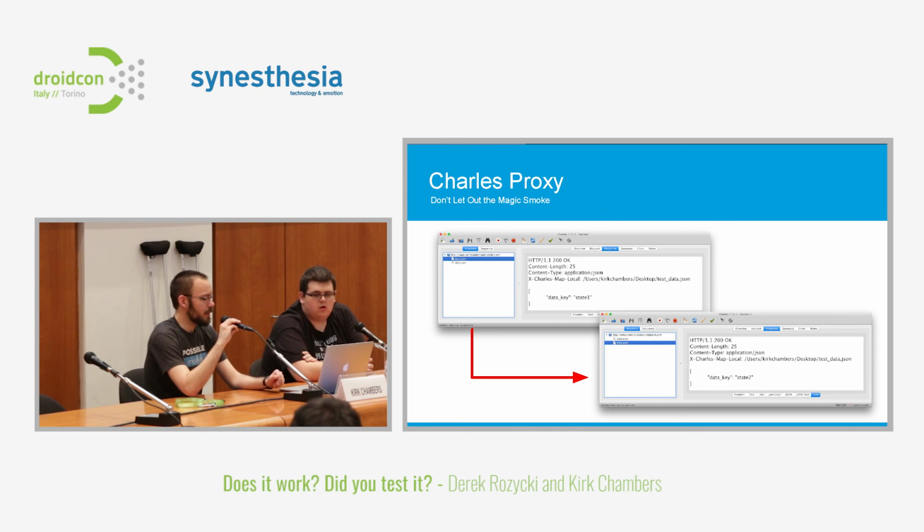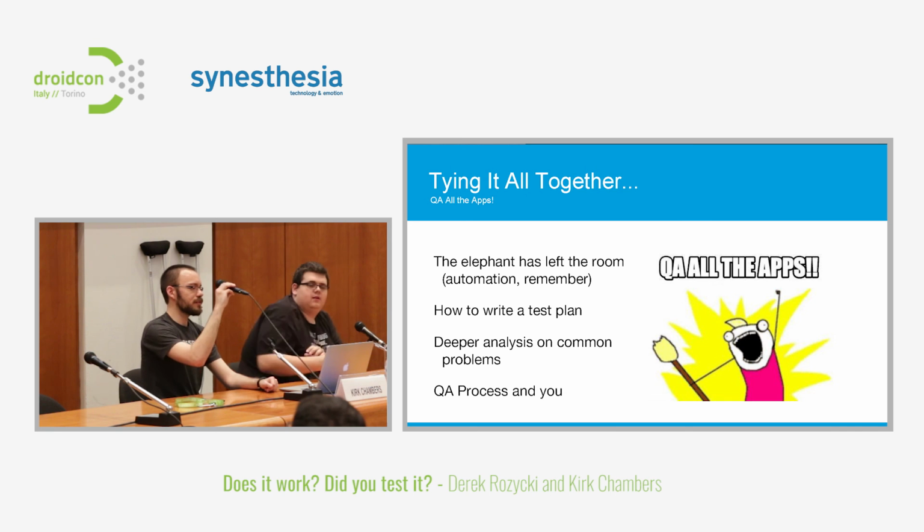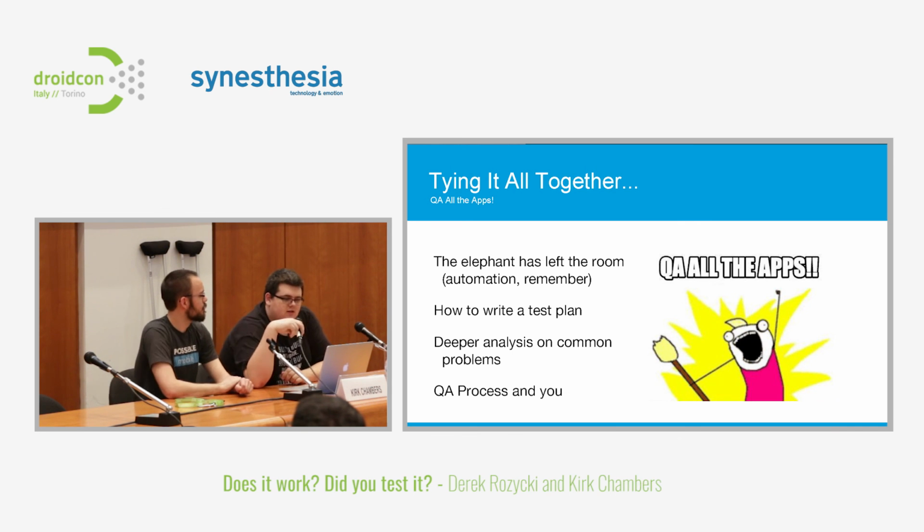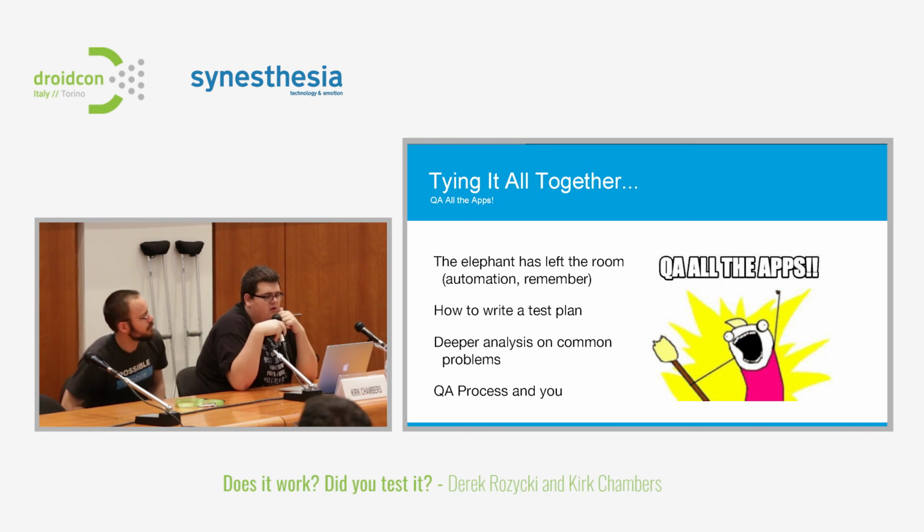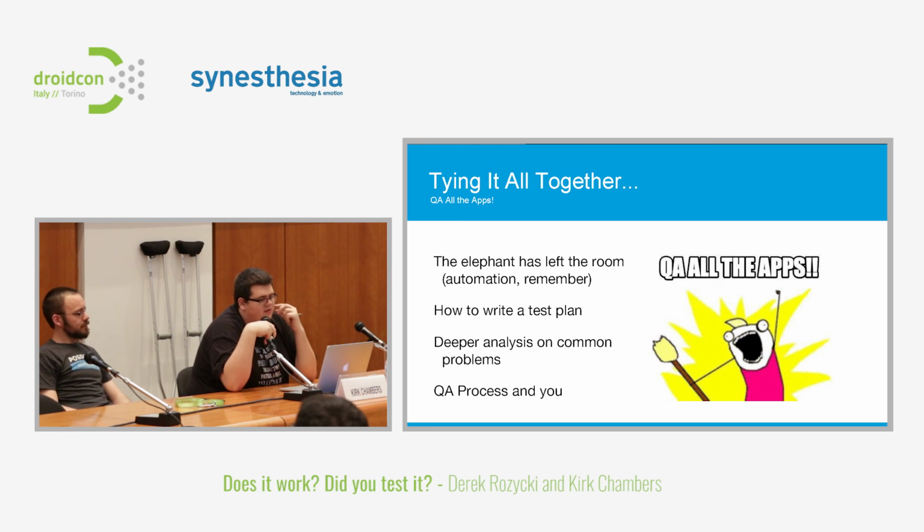Yeah, so to tie it back, there's a couple things we're going to go over here, just to let you guys ask questions. Automation, we think it's great. We don't think you shouldn't do it. The practices we're talking about are more of how to test and what you should test, and those can be applied to automation. Everything we said here, you can automate, but you need to understand the basics about what to automate. It's not just, we're going to throw automation together and it's going to solve all our problems. Here you go, Dev, go ahead and do this. So, how to write a test plan, deeper analysis on common problems, and our QA process, and you.